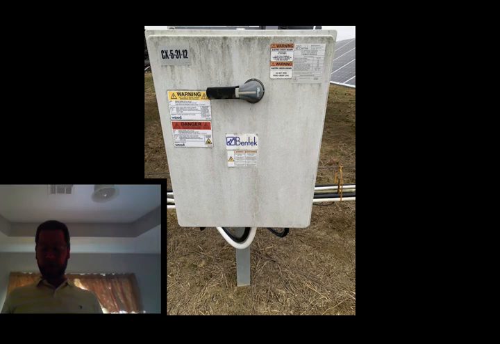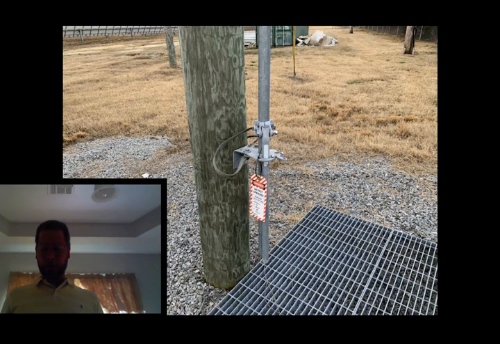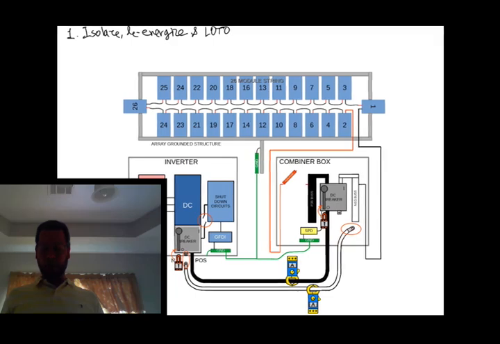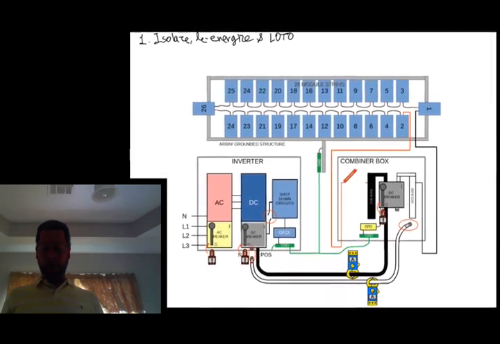These circuits can usually be de-energized by opening disconnects on both ends of the circuit. The de-energized conductors have a different test procedure than energized PV string circuits. 1. Isolate, de-energize, and lockout tagout, or LOTO.